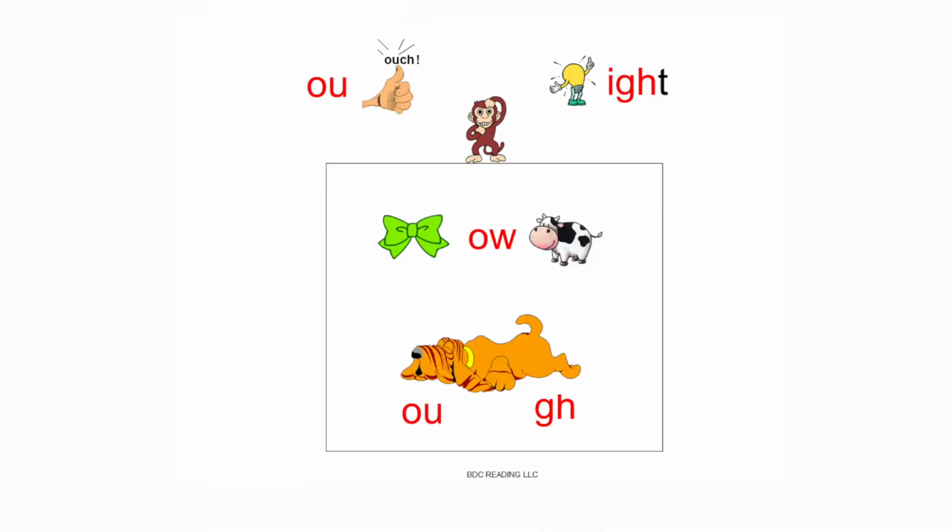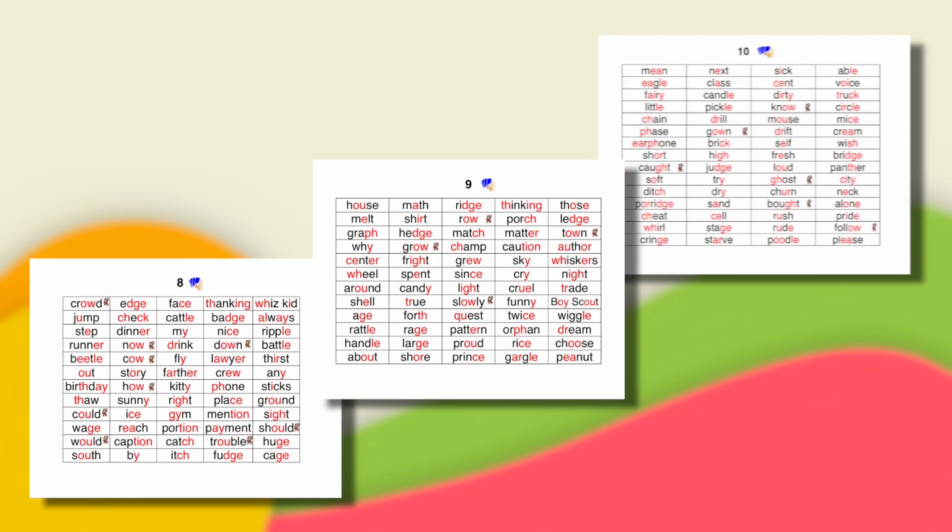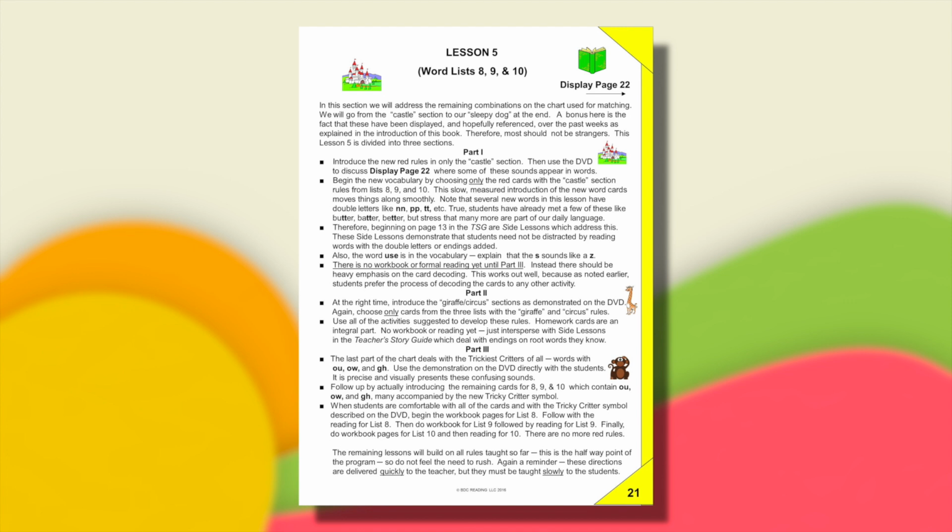So let's sum this up. Our cute sleepy dog is the visual clue that we cannot depend on rules for words with OU, OW, and GH. So, a small monkey on the card reminds students that they need a clue, and the teacher will always provide the clue. Now let's get started. Refer to all the remaining cards from 8, 9, and 10, the ones with the monkeys. Again, the yellow page will guide you through everything I just explained.